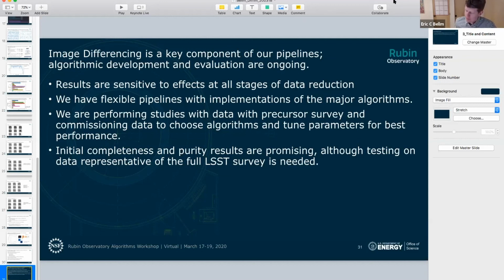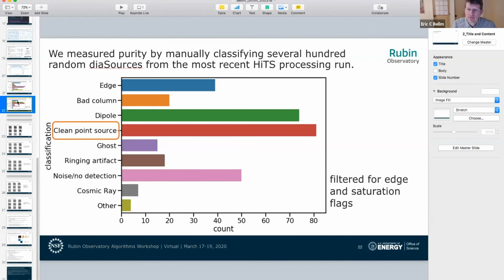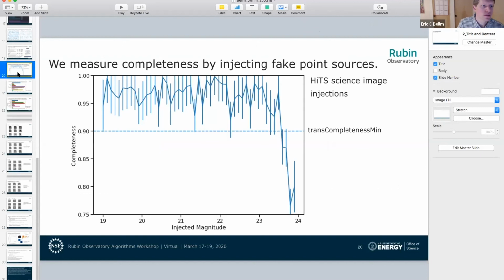When you were showing the completeness plots based on hits, so these are essentially detections that you have relative to the numbers that hits themselves had, or how are you calculating completeness here? These are fake injections, so we know how many of those sources we put in. Okay. Thanks.